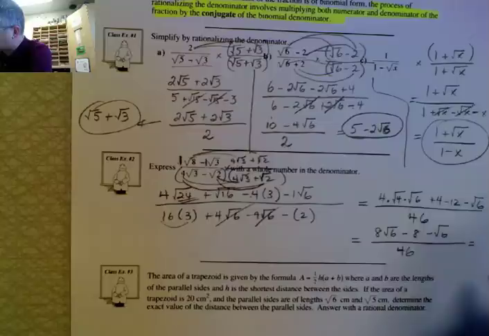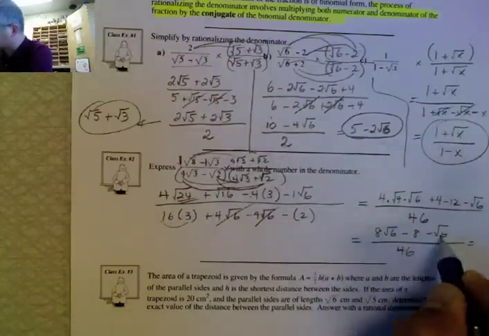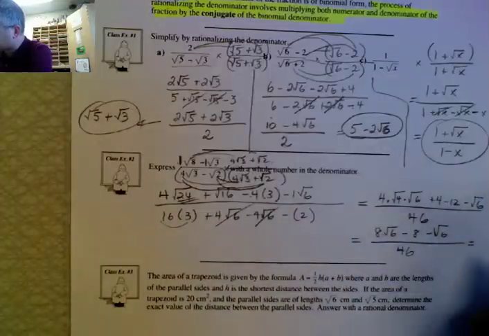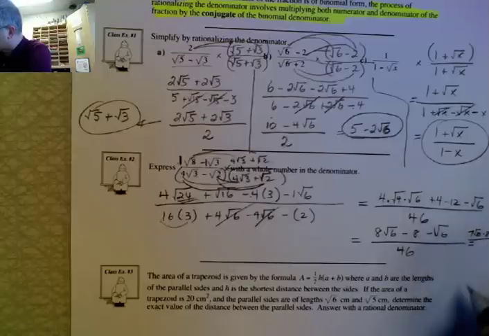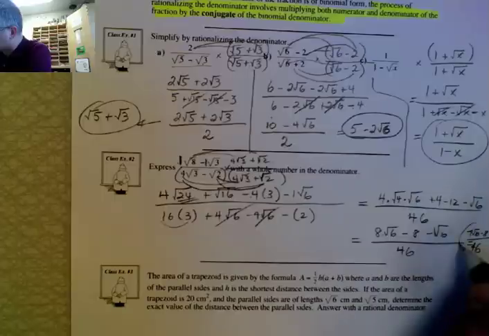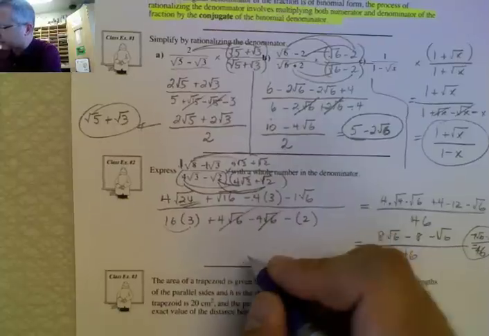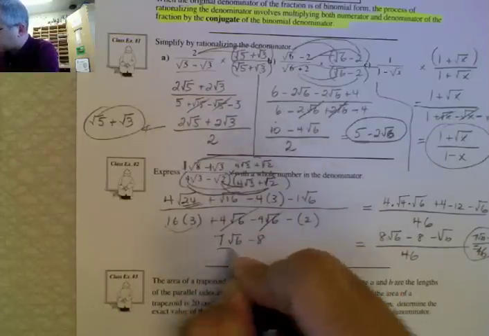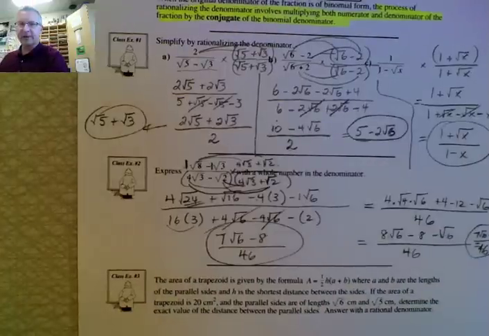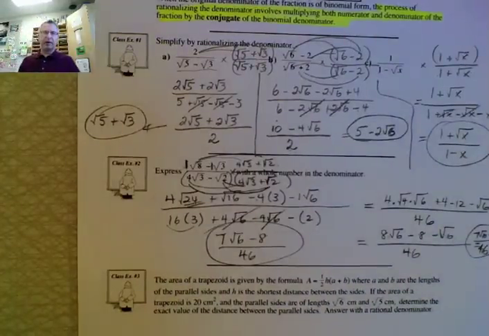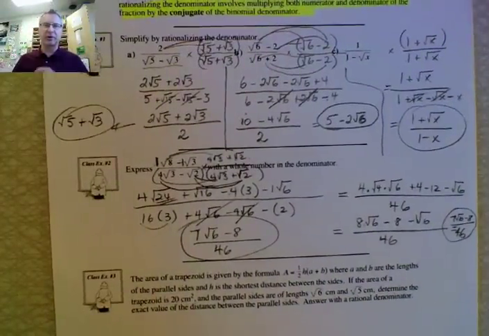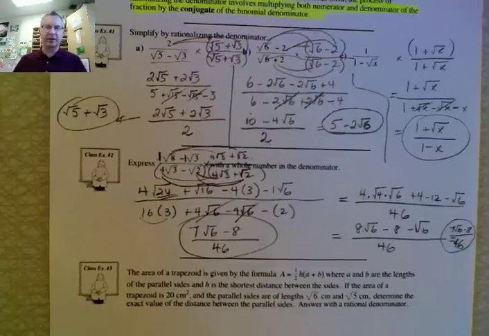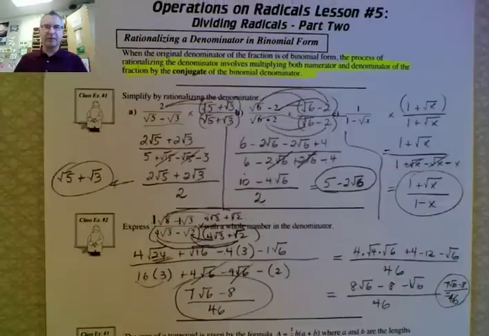Now the last thing I can do is collect like terms here. 8 root 6 minus 1 root 6 is going to give me 7 root 6. I still have a negative 8, and I still have 46 in my denominator, and there's nothing I can divide into 7, 46, and 8. So my final answer to this question is 7 root 6 minus 8 over 46. So there we go. That's how you divide with binomial denominators. You work with the conjugate. You got to use some multiplying radicals that we looked at a couple of days ago, and get ready for your assignment.